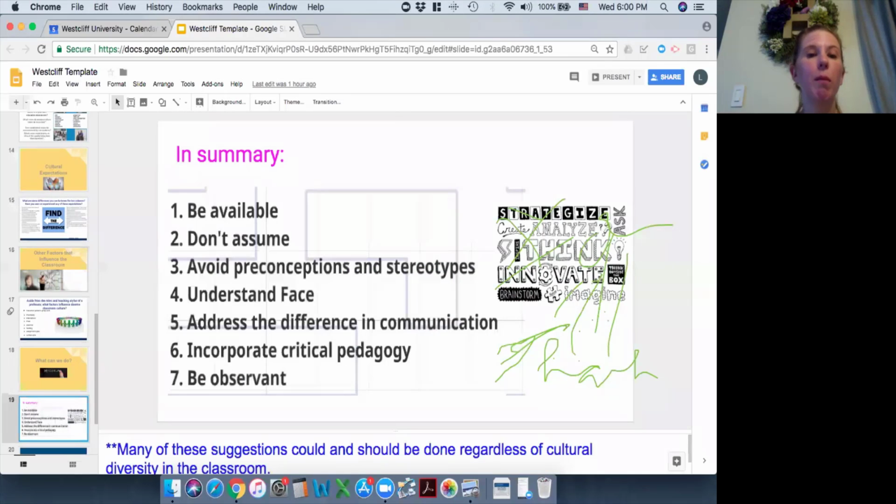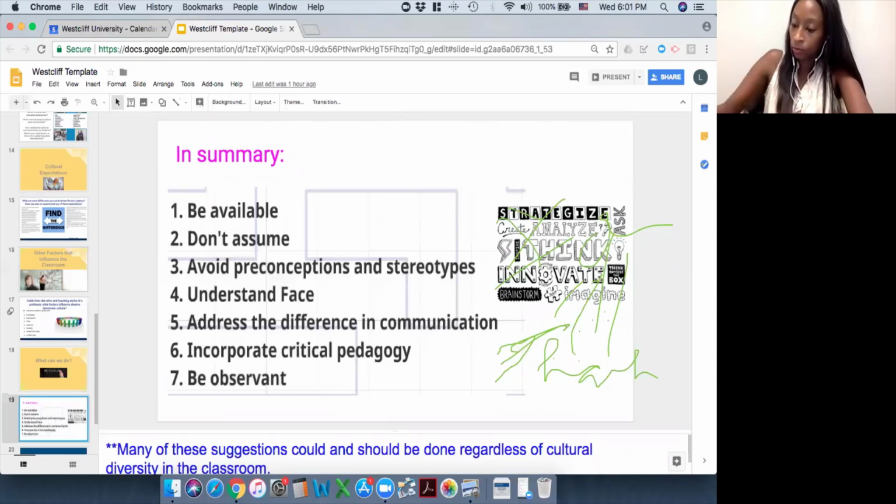So what can we do? In summary, be available. We can try not to assume what our students are thinking. We can try to avoid preconceptions, stereotypes, maybe understand the concept of face. We can address differences in communication. We can incorporate critical pedagogy and be observant and be vigilant and diligent in helping our students.